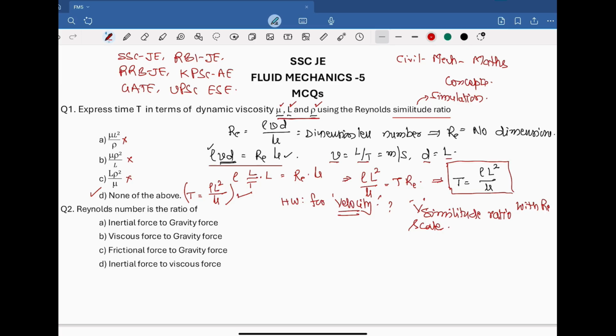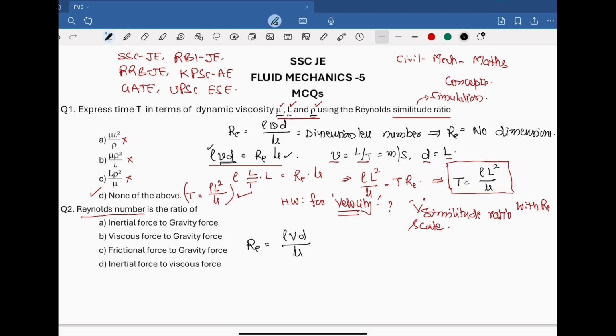Next, what is Reynolds number? It is the ratio of what? We know very well, Reynolds number is equal to rho v d by mu, but it's not given in this. It is the ratio of what? Is it inertial force to gravity force, or viscous force to gravity force, or inertial force to viscous force, or frictional force to gravity force?